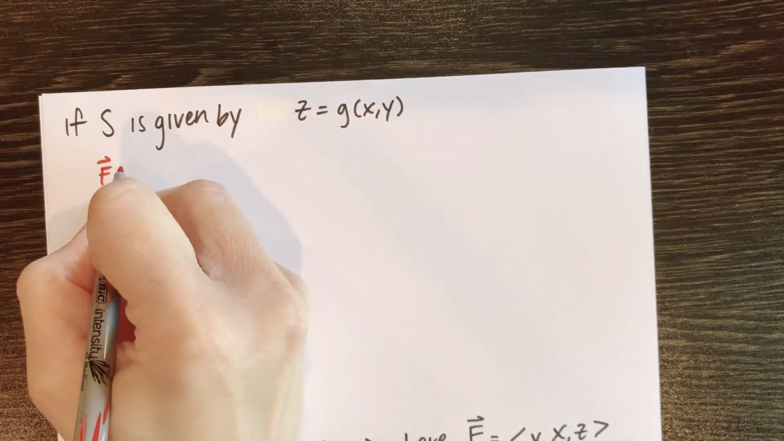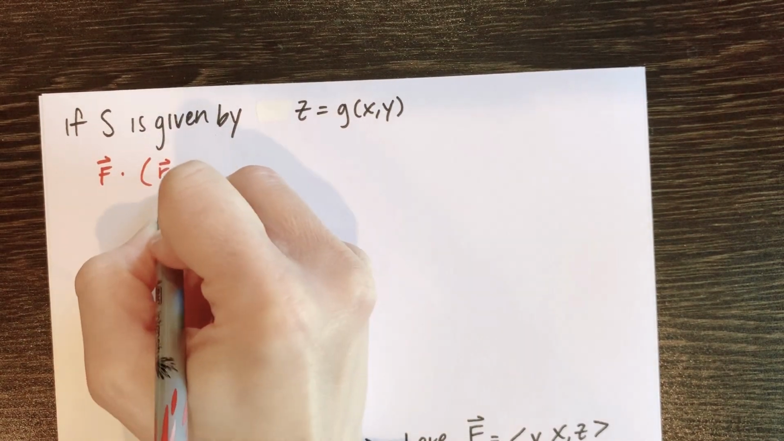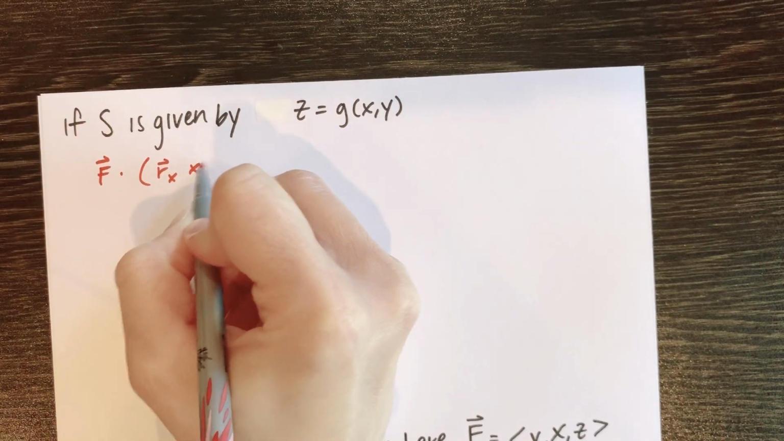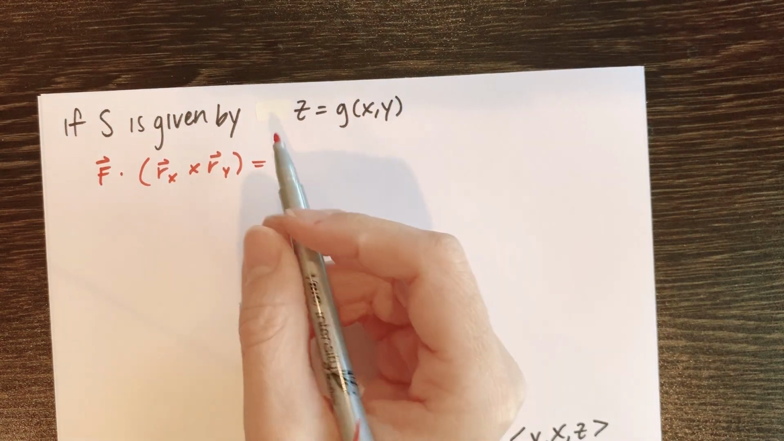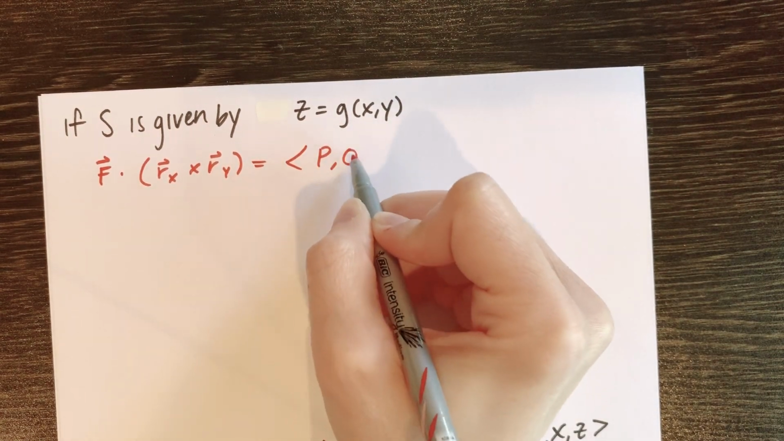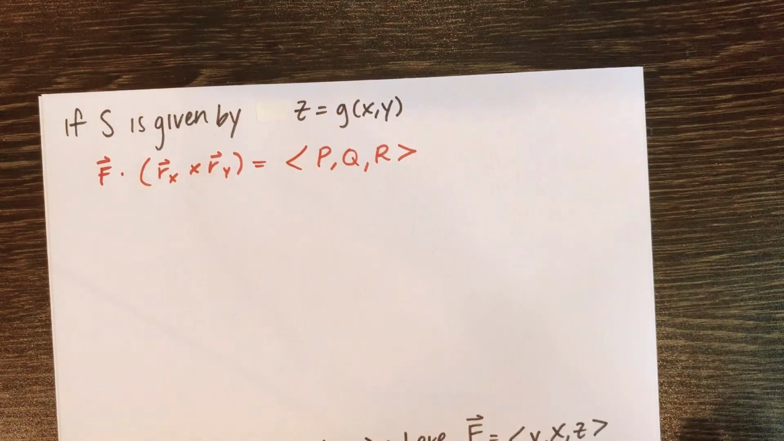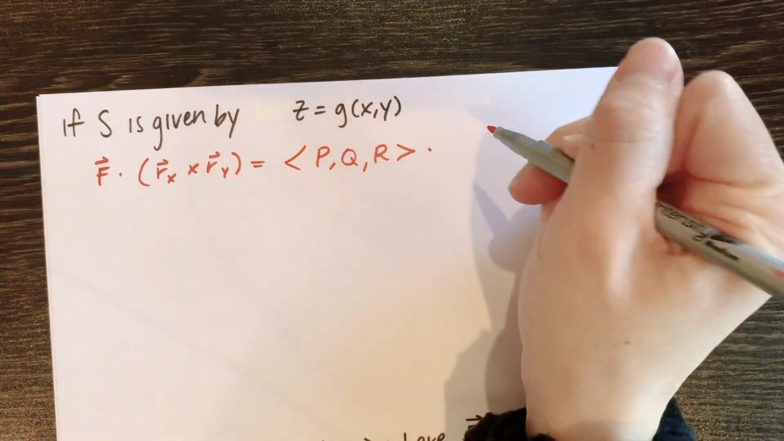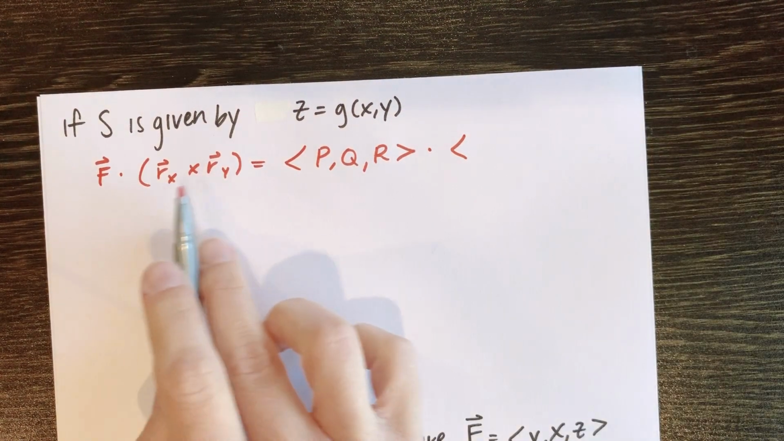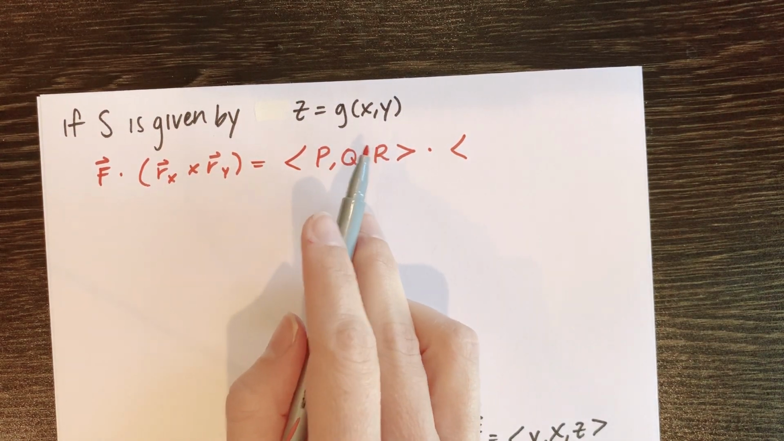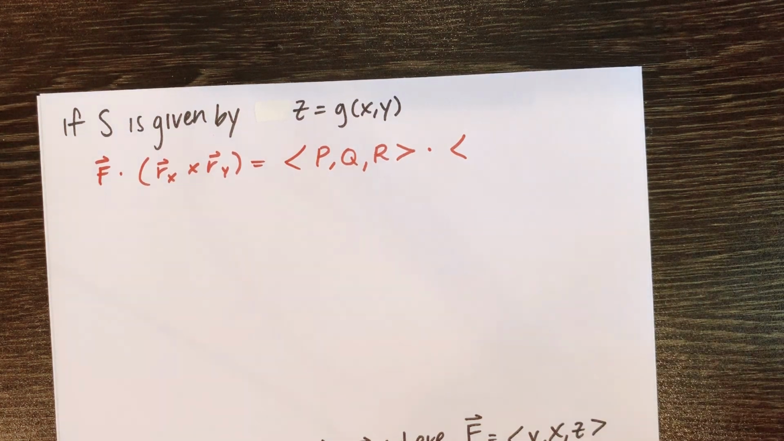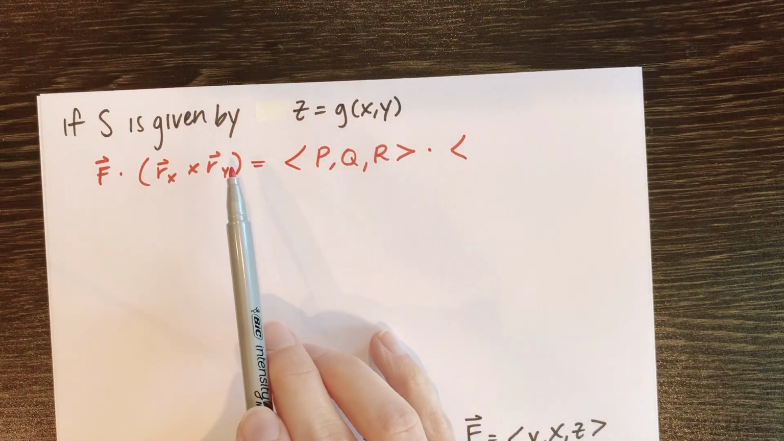Remember, we're going to have F dotted with our cross product. So what is that going to look like? F is going to be, remember we've used this before, P, Q, and R. Those are just general letters for some functions of x and y, or x, y, and z. And then you're going to have your cross product here. But remember, x is just x, y is just y, and z is some function of x and y. So think about what each of those partials are going to be.